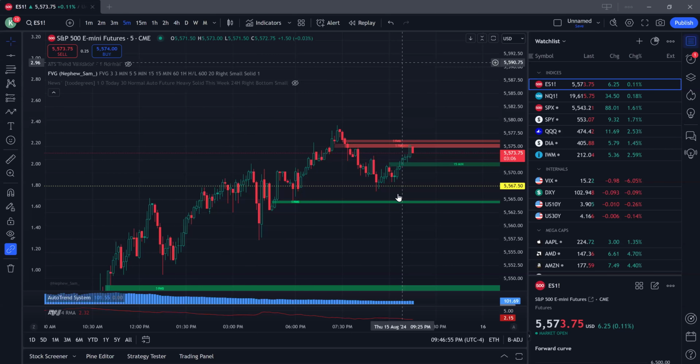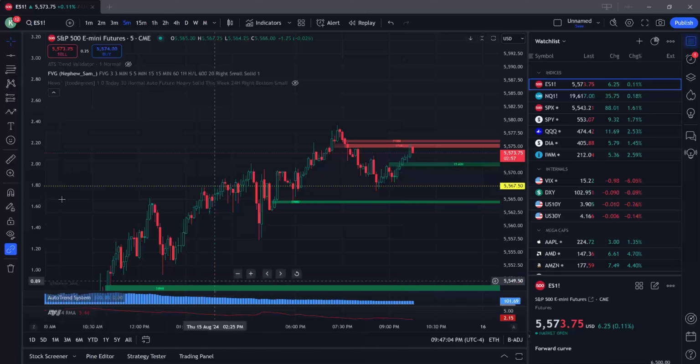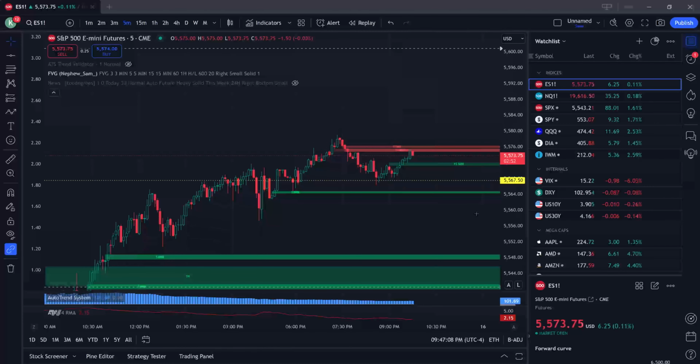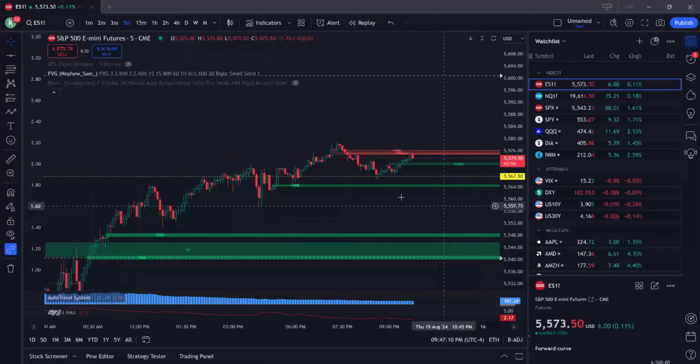Okay, can you guys see my screen? Please let me know. Okay, perfect. I'm actually in a trade right now, just so you guys know. I entered a trade 2 hours ago.